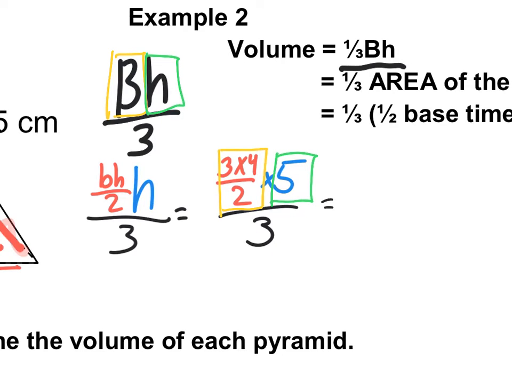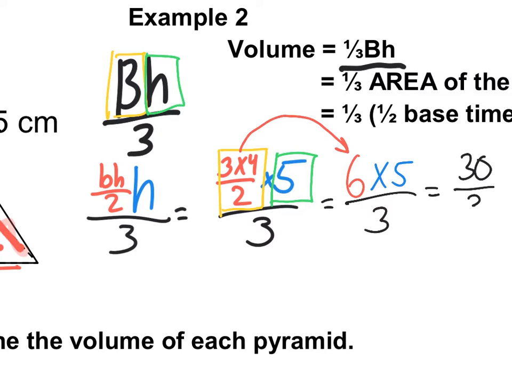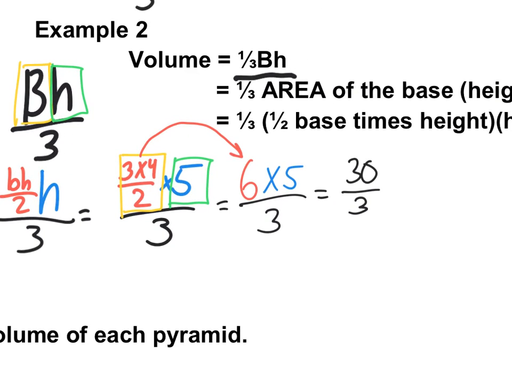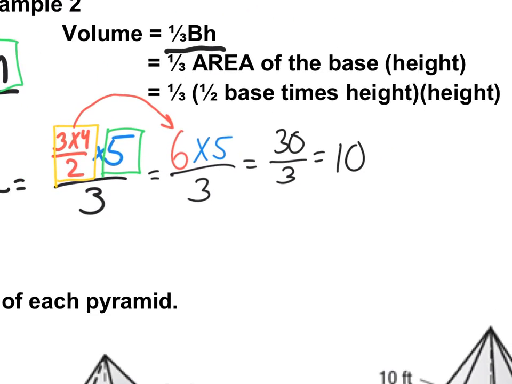3 times 4 is going to be 12. And then 12 divided by 2 is 6. So that's where this is coming from. I haven't done anything with the 5 yet. I still have to divide by 3. 6 times 5 is 30. And then finally, 30 divided by 3 is going to be 10. And I forgot our units, centimeters. So 10 centimeters cubed.